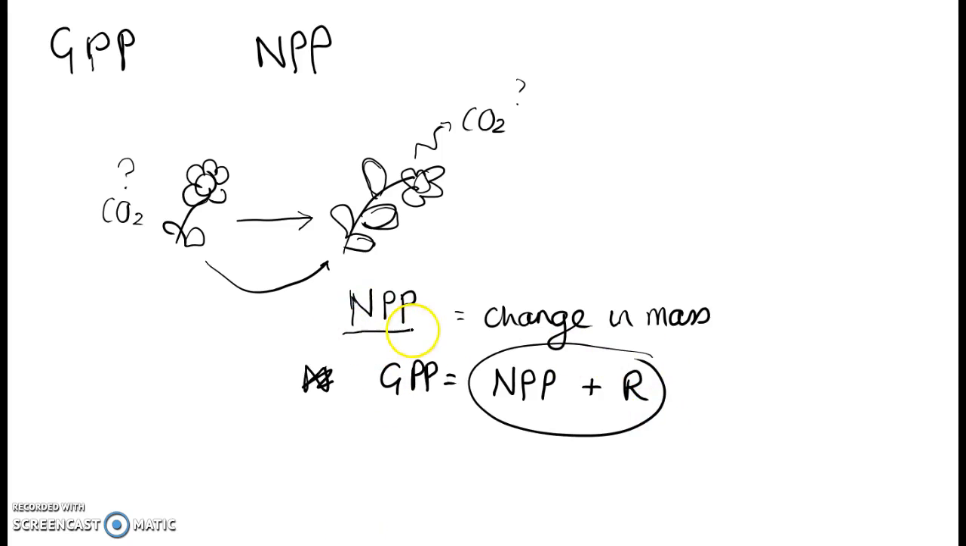So if you can calculate your NPP, and the exam question tells you what respiration is, you can then get your GPP. Or if the exam tells you what the GPP was, you can calculate NPP by the change in mass between these two times, and then you can find out what R is.